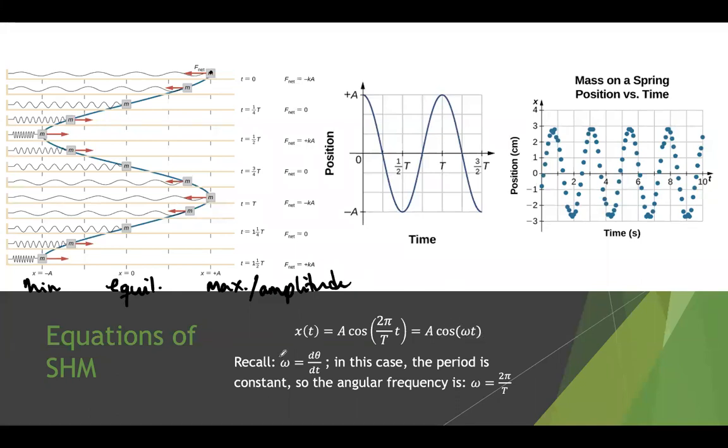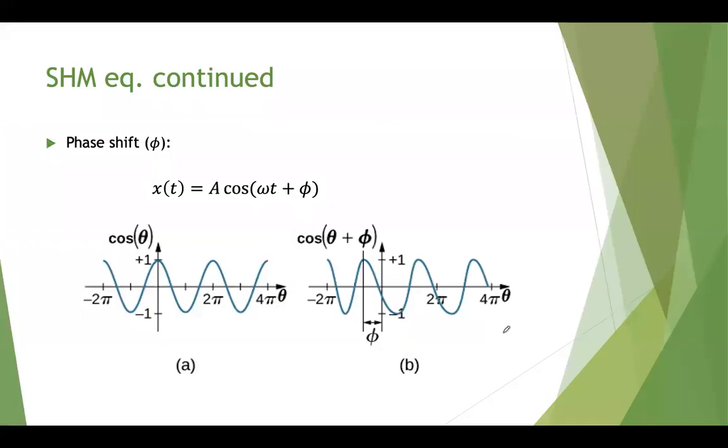Now, recall that omega in the past we defined as the change in the angle over the change in time, or d theta dt. And in this case, the period is constant. So the angular frequency is then just omega equals 2 pi over T. Okay. All right. So let's go ahead and move on with this.